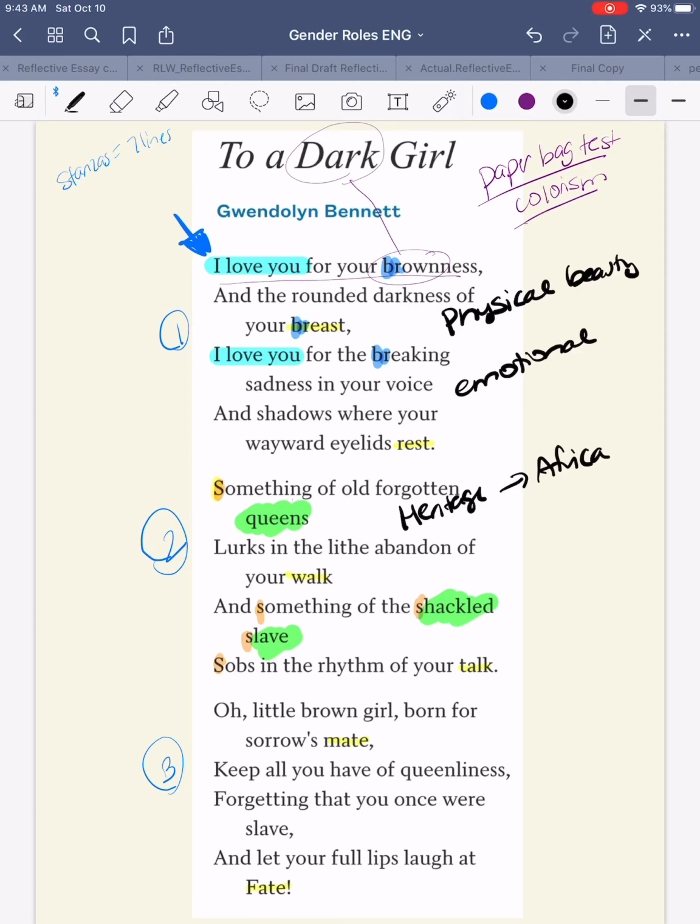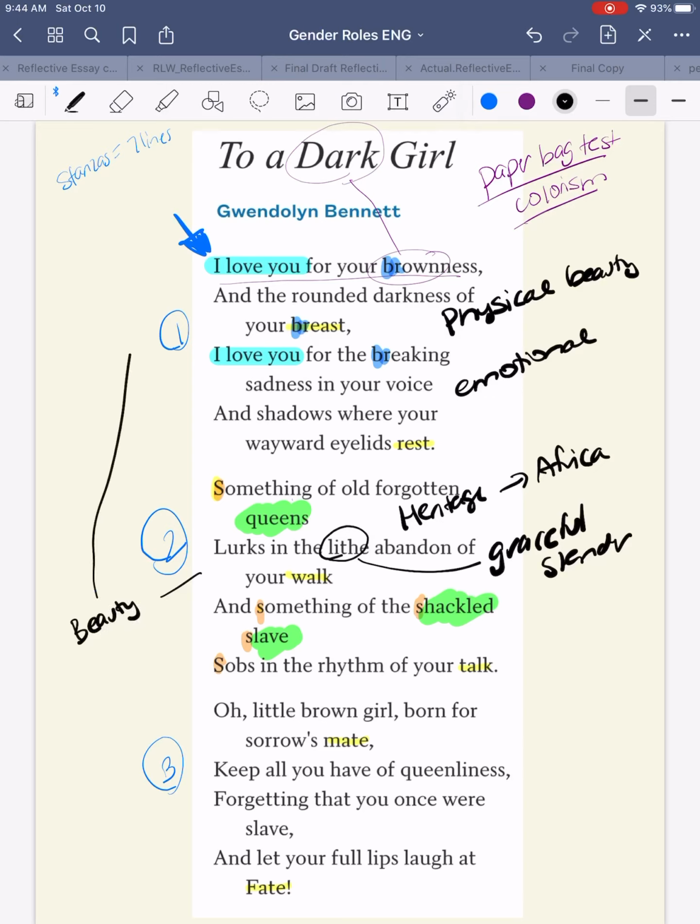This word here, lithe, denotes graceful, slender. So here we're seeing things of beauty in relation to the dark girl. And then we have shackled slave, so referencing to the past in the U.S. So what type of tone do you think she's using when she's talking about the past when she talks about a shackled slave, and she being the speaker of the poem, not necessarily the poet. And sobs in the rhythm of your talk.